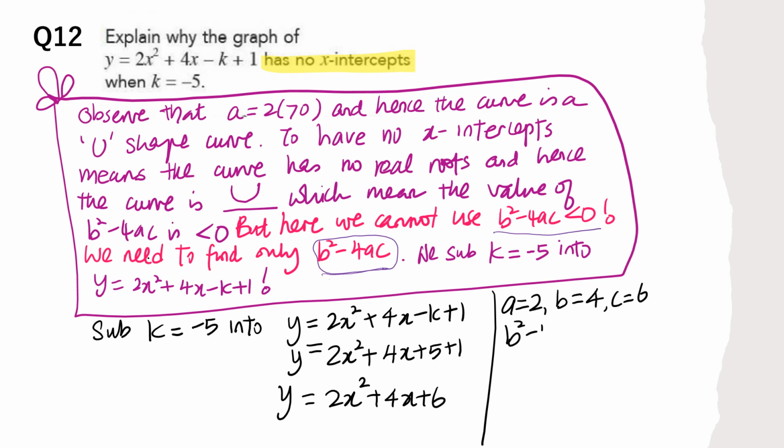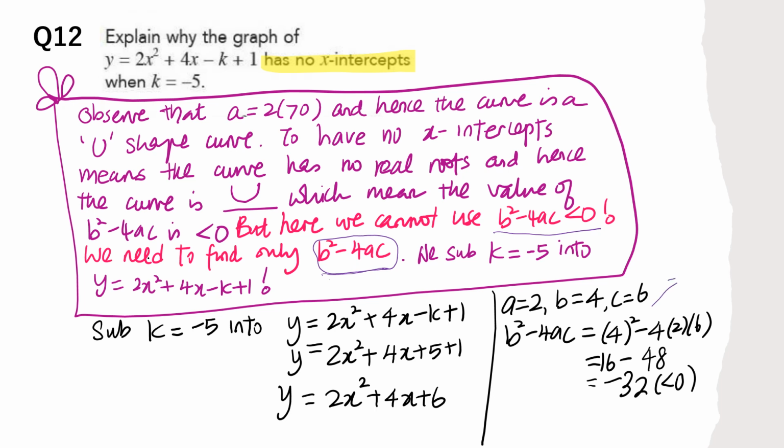Next step is to compare it with the general form, which is ax squared plus bx plus c, write down the values of a, b, and c, and substitute into b squared minus 4ac. Can you see here, I do not write b squared minus 4ac less than 0. I wrote b squared minus 4ac only. And then I substitute my values of a, b, and c, and I end up getting negative 32. And negative 32 is less than 0.